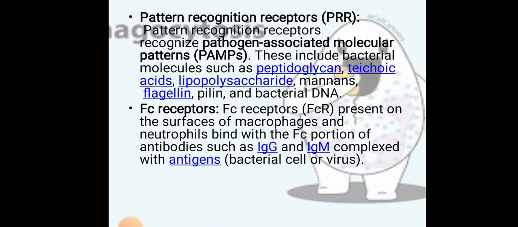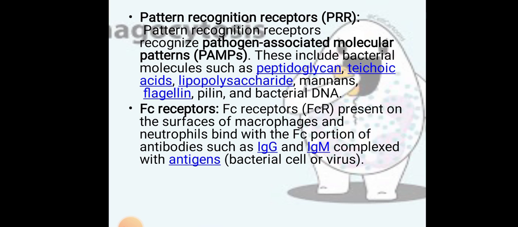PAMPs include bacterial molecules such as peptidoglycan and teichoic acids, which are components preferentially present in gram-positive bacteria. Then lipopolysaccharide, mannans, flagellin, and pilin are components of gram-negative bacteria, and also bacterial DNA, which is present in every bacterial cell.